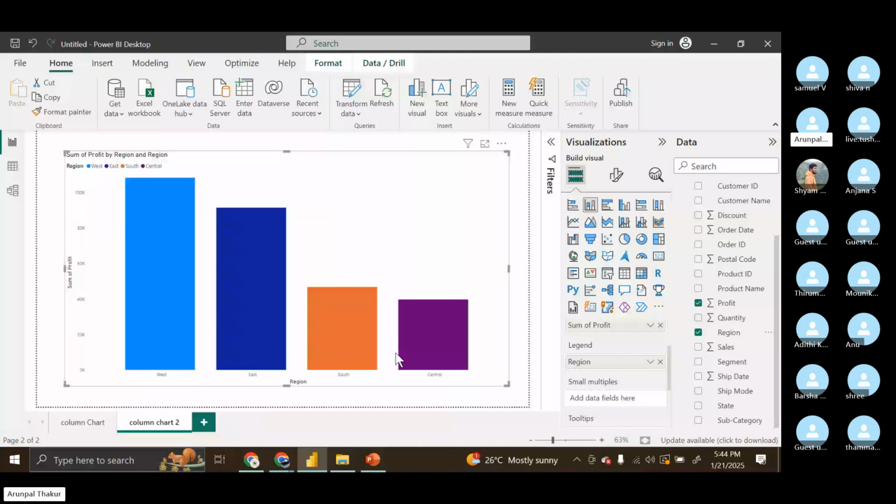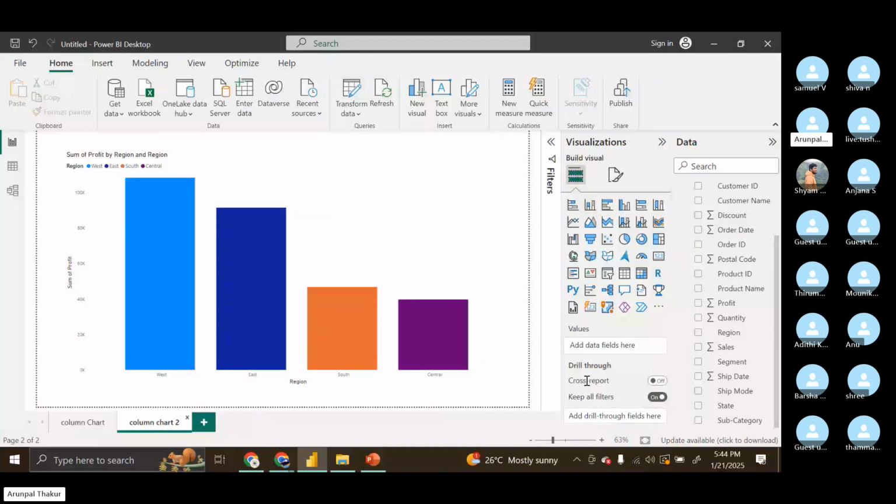You don't have to give separate colors, like here we have selected the colors, right? Separate colors. So if you use this legend option, you can give different color.